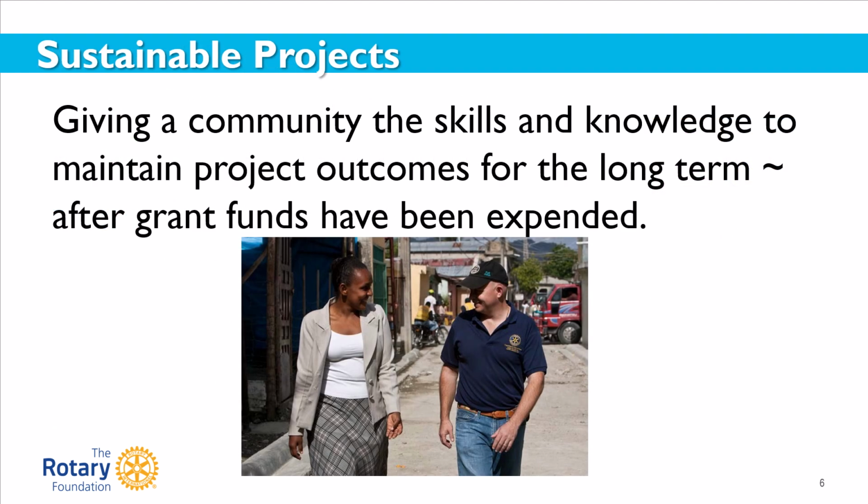Rotary defines sustainability as giving a community the skills and knowledge needed to maintain project outcomes for the long term, even after grant funds have been expended. To be sustainable, a project must meet a need that is consistent with the values and culture of the community. Equipment and technology for the project should be purchased from local sources whenever possible. Spare parts for the equipment should be available within the community. Community members should be involved in the selection of equipment and should be trained to maintain and repair, and a local funding source should be secured to cover long-term operation, maintenance, and repair.